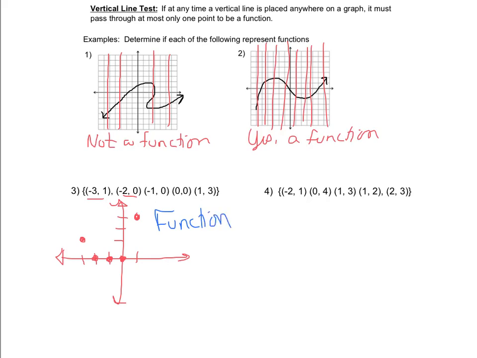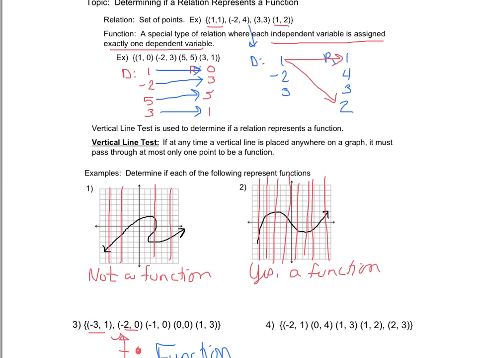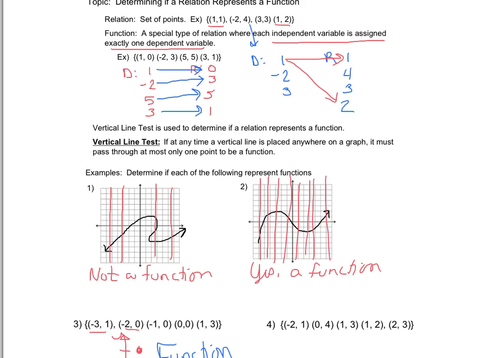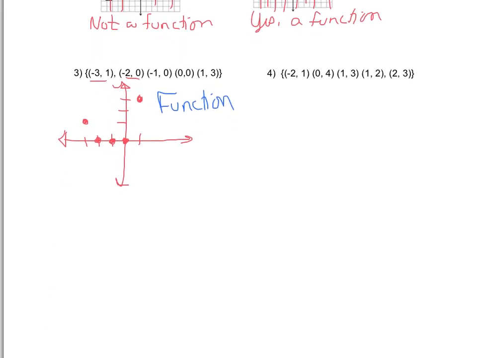Just to point out, I do have another option. I could have also made a mapping diagram similar to like I did up on top. Looking at example 4, again, I'm going to go ahead and graph it. I think it's easier to graph it than it is to make my mapping diagram.